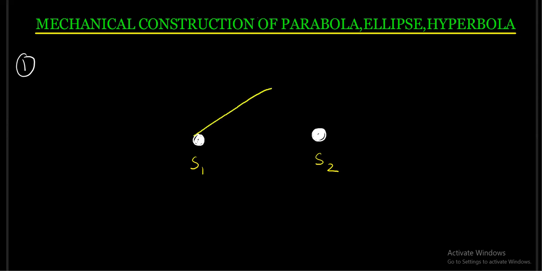So I'm just taking the length of the string to be L, which is greater than the distance between S1 and S2. Now what you have to do is you just have to tie the ends to these two nails, or you can say the thumbtacks. ठीक है भाई. Now what you have to do, just take your pencil and keep it at this position. At this position means keep the tip of the pencil at this position and then stretch the string.